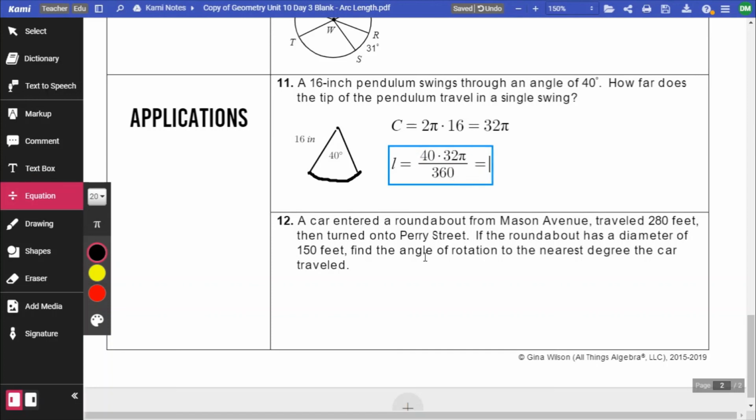And from here, we can just punch this into the calculator. So 40 times 32 pi divided by 360 is equal to 11.17. And this is in inches. So if we were to pull our pendulum over here and let it go, it would swing a little bit more than 11 inches to get over to this part before it started to swing back.